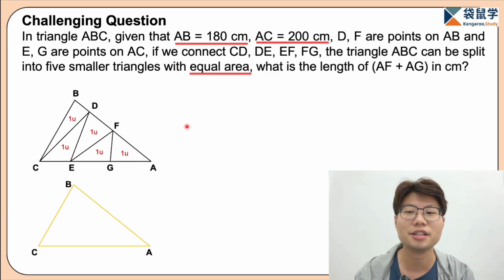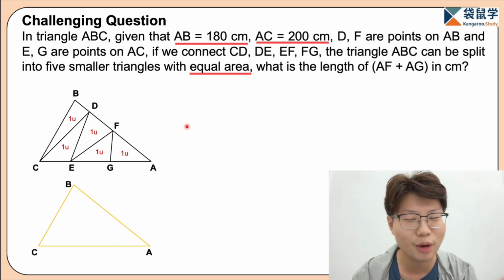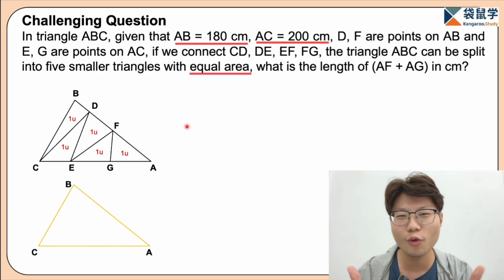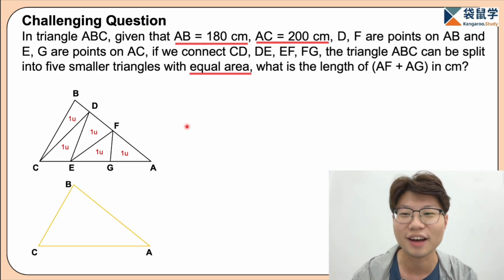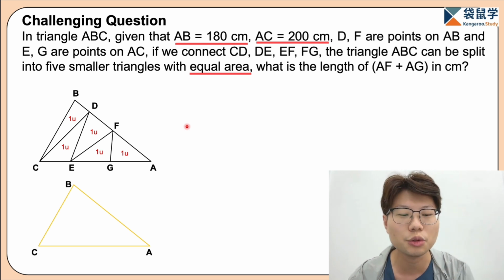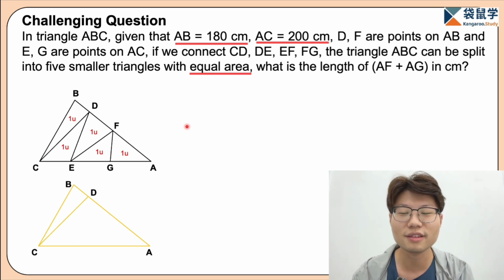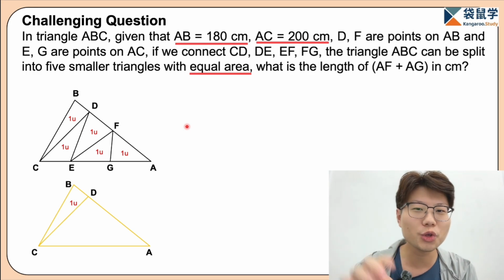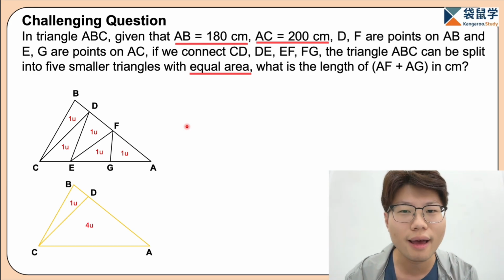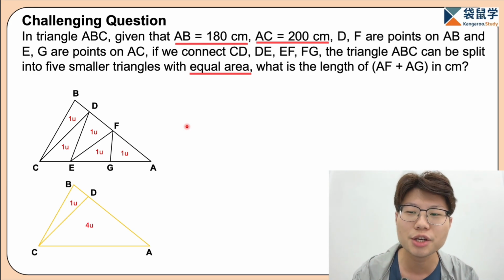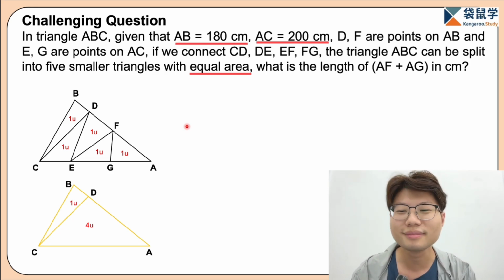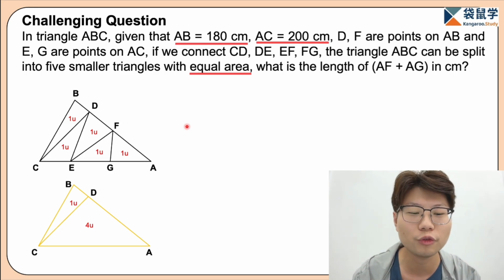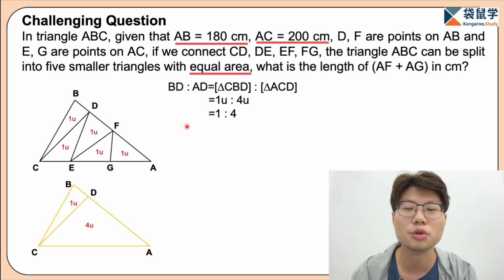Can we cut it into 2 parts? How can we cut? How to find the line? Oh, very good observation. We can find the line CD to cut it into 2 parts. So, what is the area of triangle BCD? It's 1 unit. And how about the triangle ADC? It's 4 units. Then we already know the area ratio. Can we find the base ratio of BD to AD? Oh, it's 1 to 4. 1U to 4U is 1 to 4.